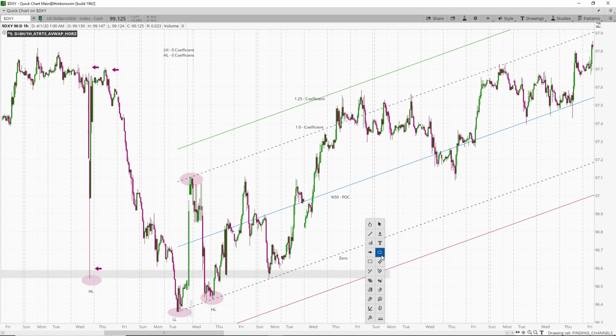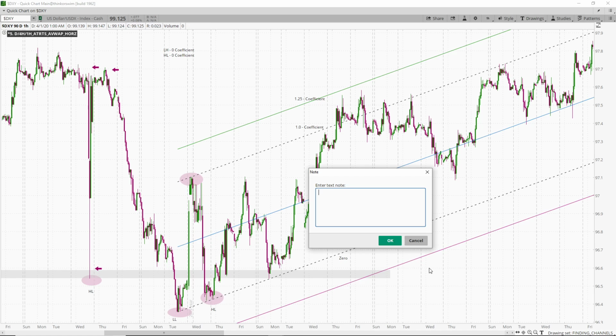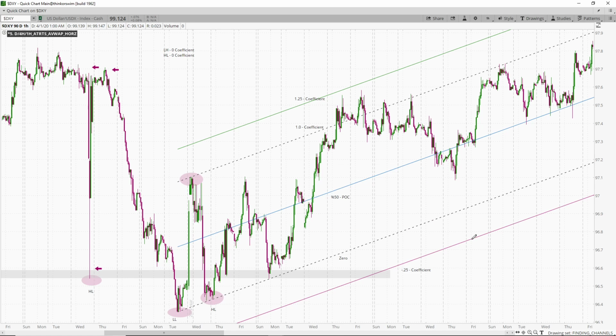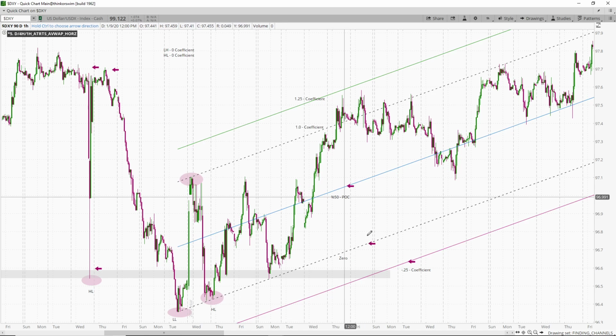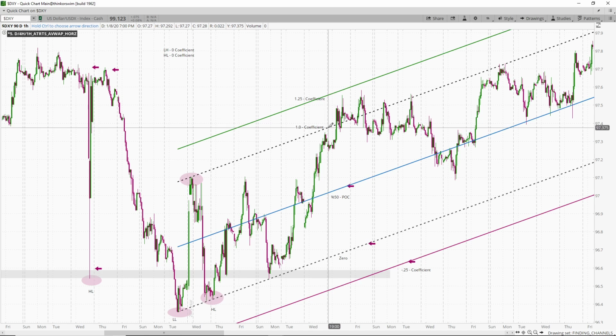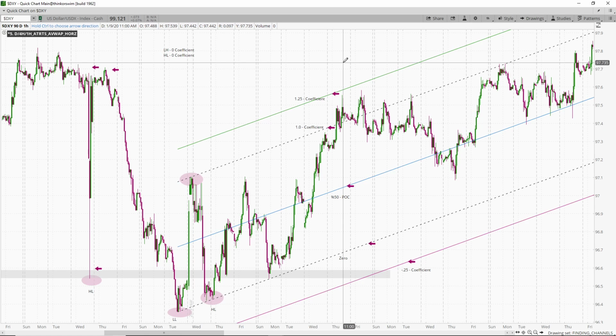So here's your zero line, and at least I find this useful to act as a buffer between the top of the channel and the lower part of the channel. I like to use that 25% range, which is negative 25 percent of coefficient. So here's your negative 25. Here's your zero coefficient. Here's your point of control, or your 50% from your zero. Here's your 1.0 coefficient from your zero line, and here's your 1.25 coefficient.